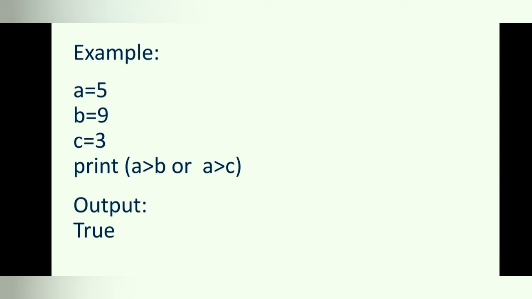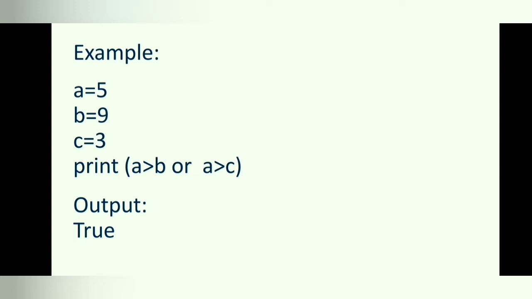Example: open Python IDE or any text editor, type this Python code and run it. In this Python code, 5 is assigned to A, 9 is assigned to B, 3 is assigned to C. Print A is greater than B or A is greater than C. The output will be true.